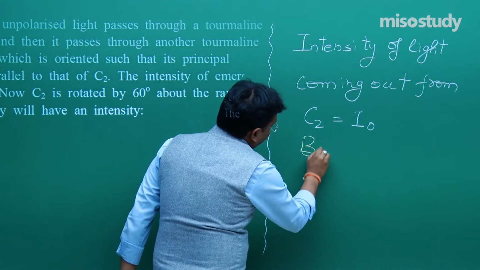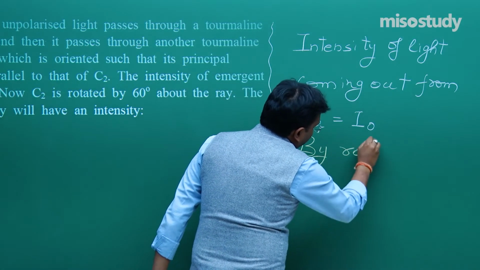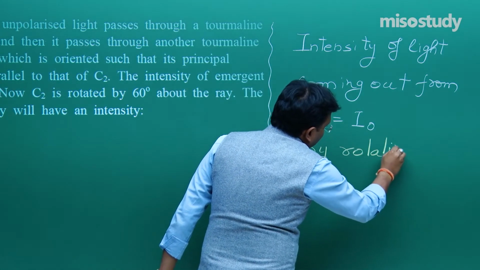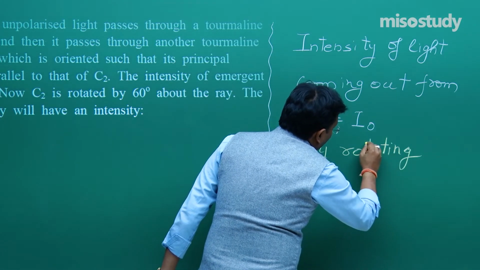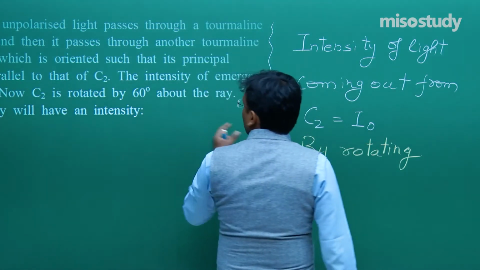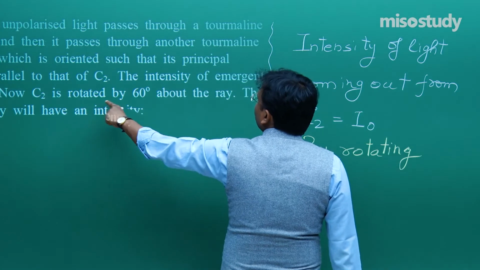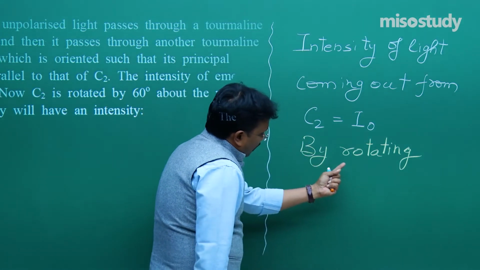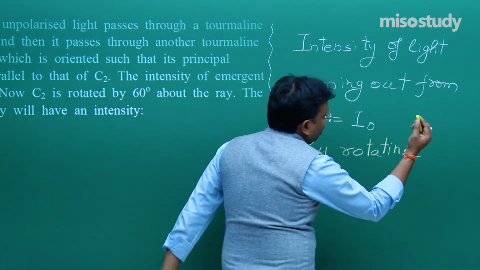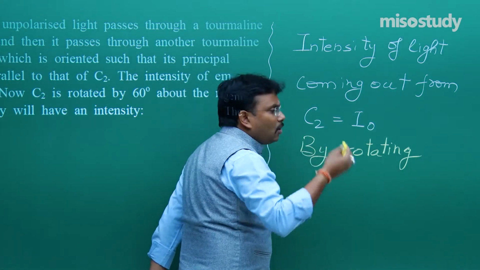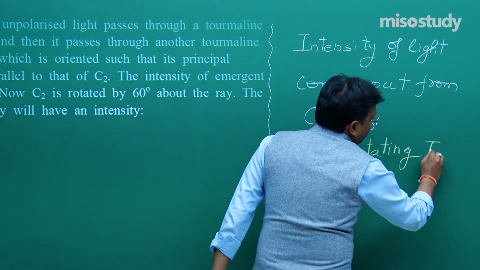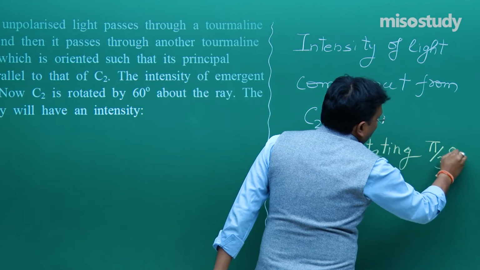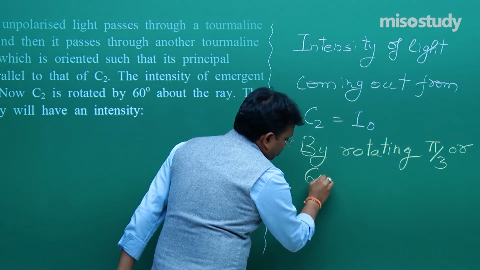by rotating 60 degree. It is given now C2 is rotated by 60 degree. So, by rotating either you can say pi by 3 or 60 degree as you wish. So, pi by 3 or 60 degree, fine.